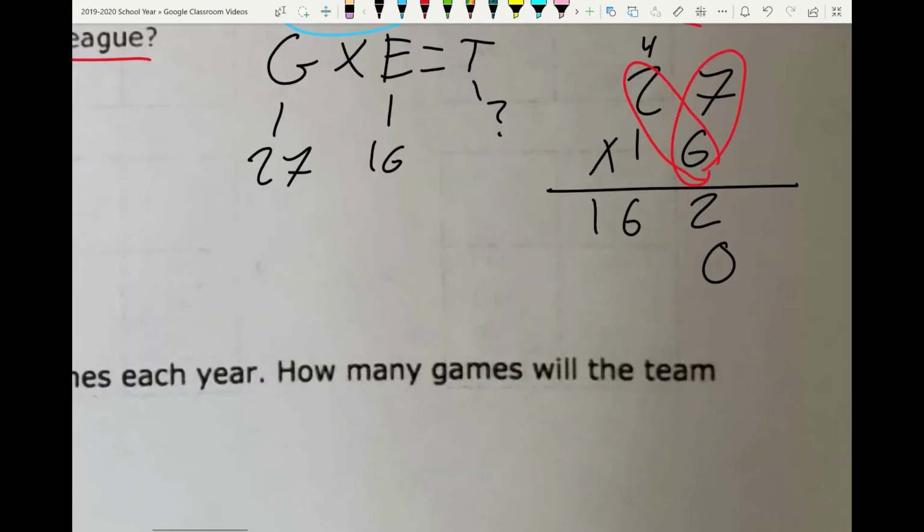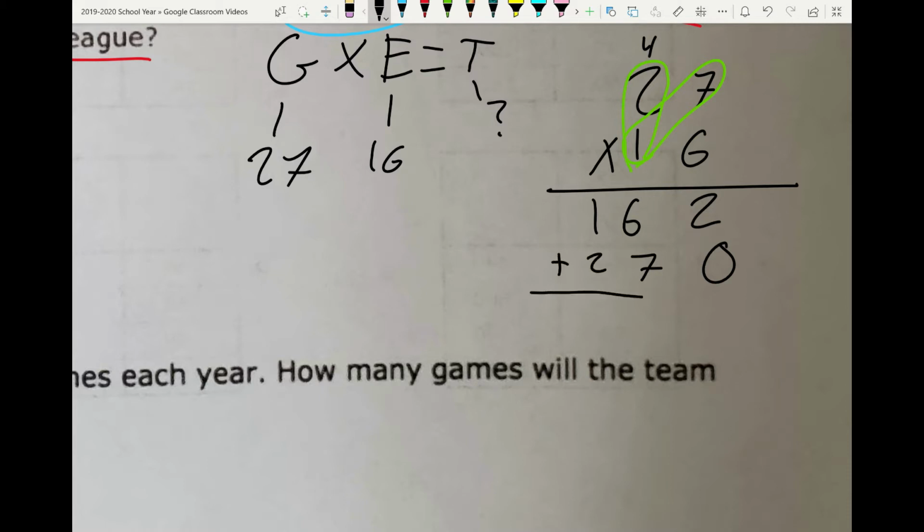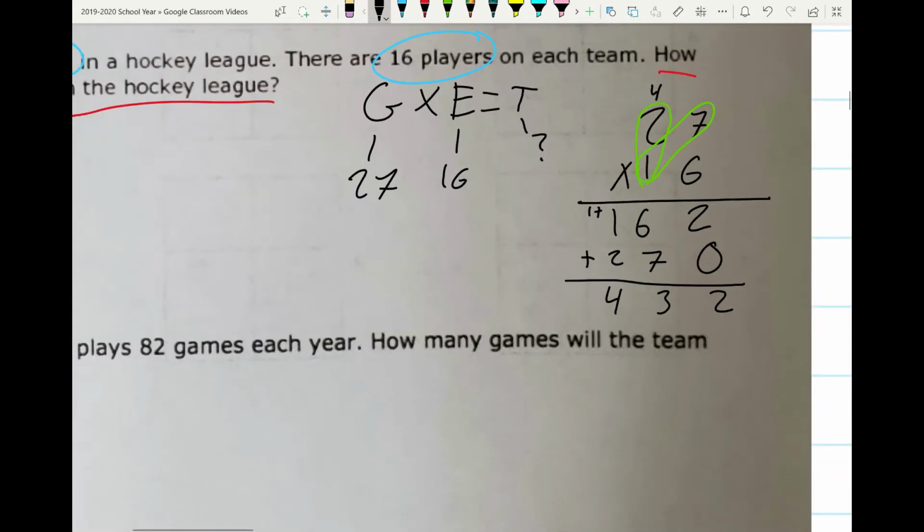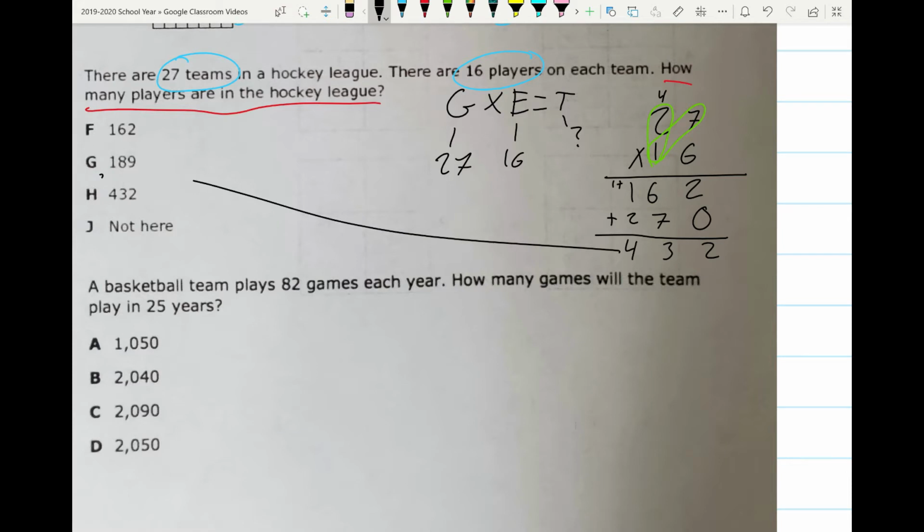Then I multiply 1 times 7 and 1 times 2. 1 times 7 is 7. 1 times 2 is 2. The last thing I'm going to do is add them up. 2 plus 0, 6 plus 7, 13. 1 plus 2, 3 plus 1, 4. My answer is 432, which is right over here.